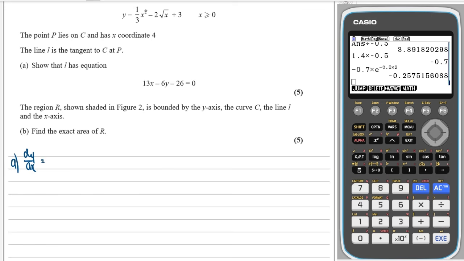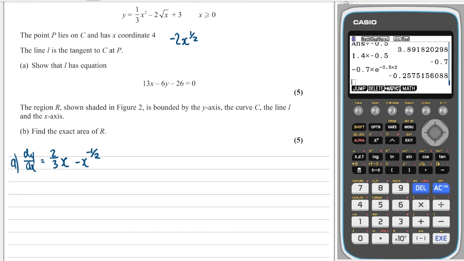and we will take the power 2, multiply it by the coefficient to get 2/3 x, dropping the power down. This is actually minus 2x to the half, so the power times by the coefficient gives you minus 1, and then we're dropping the power down to minus a half, and then the constant term 3 differentiates to 0.